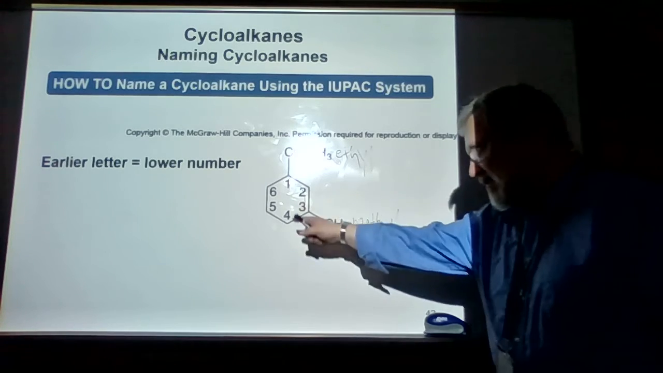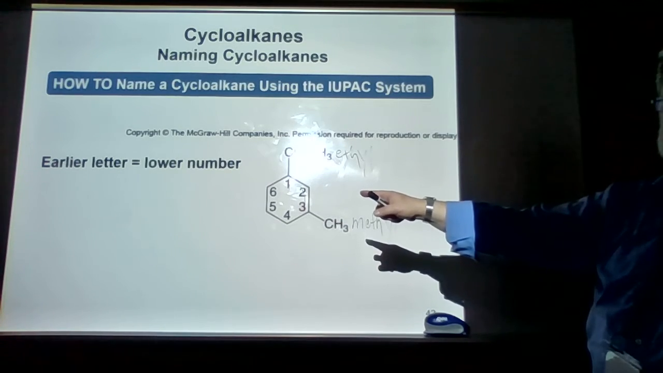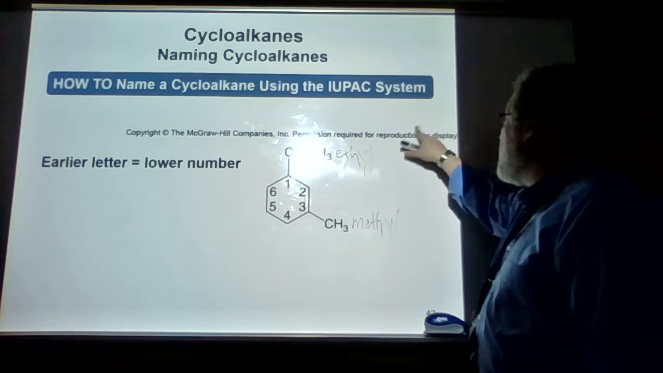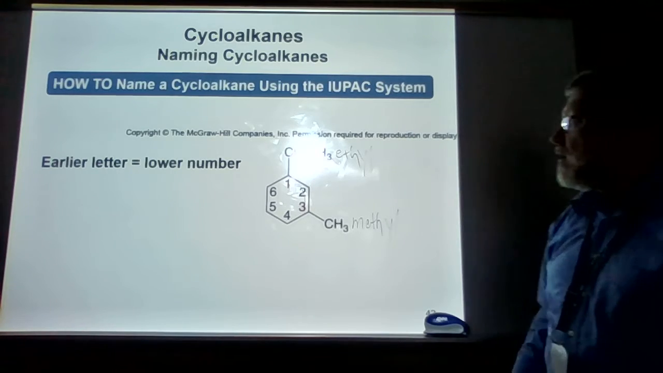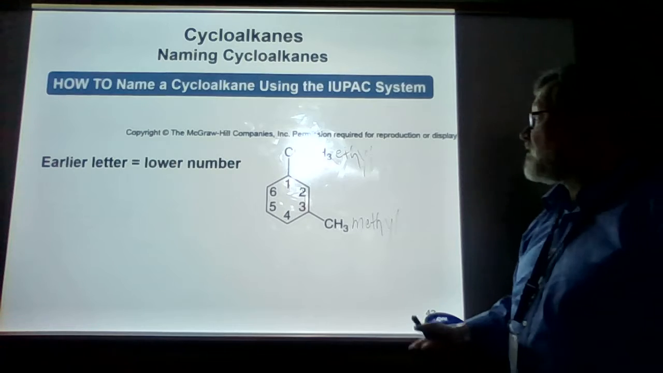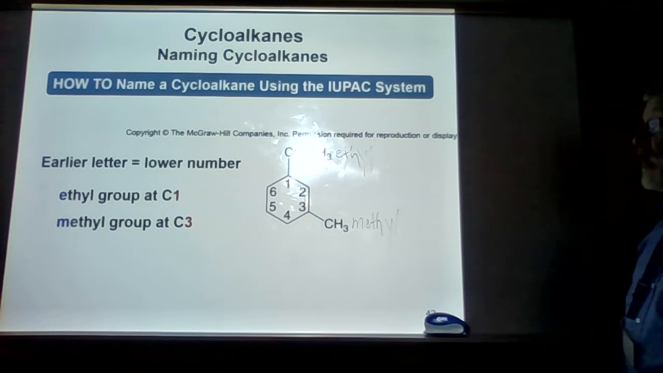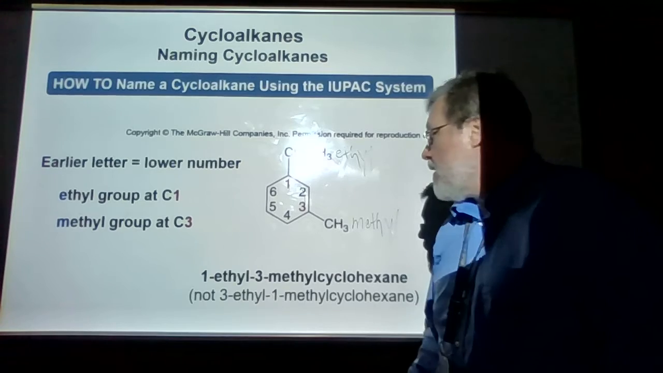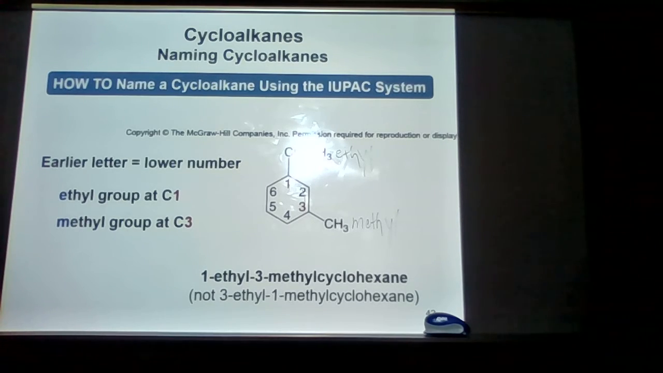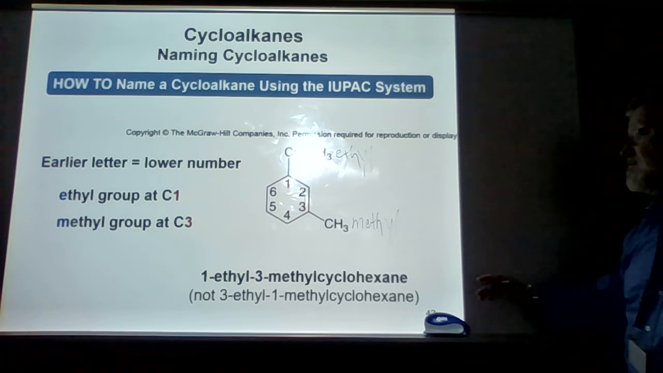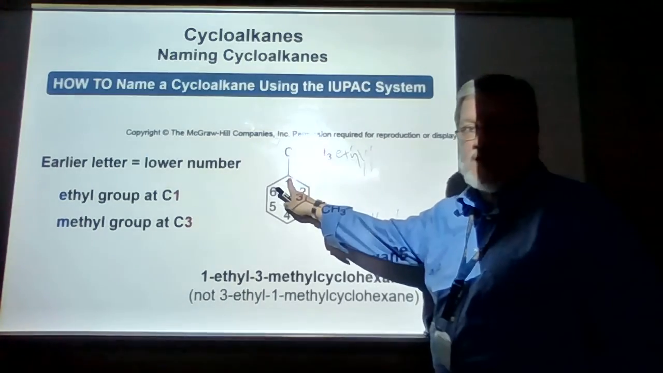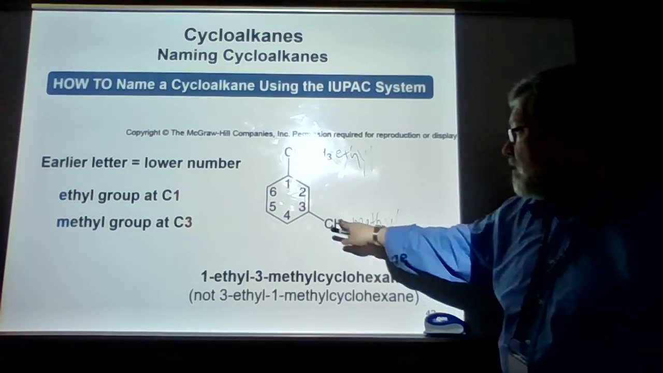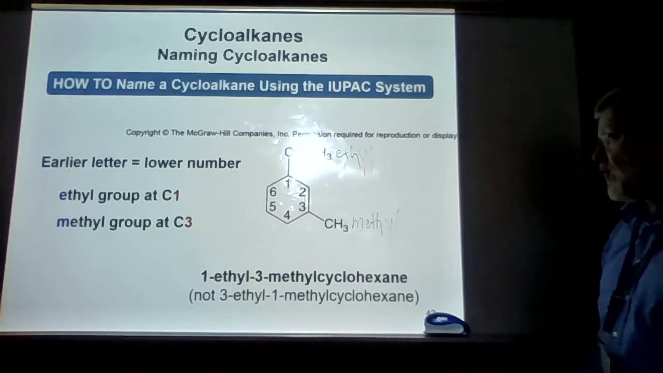So with a cyclic ring system, not with an open chain, the alphabetical preference dictates numerical position. It is listed first. So the ethyl is at C1, and we've got a methyl at C3. So this is 1-ethyl-3-methylcyclohexane, not 3-ethyl-1-methylcyclohexane. E comes before M in the alphabet, therefore this is given the 1 position. 1, 2, 3, 3-methyl. So 1-ethyl, 3-methyl.